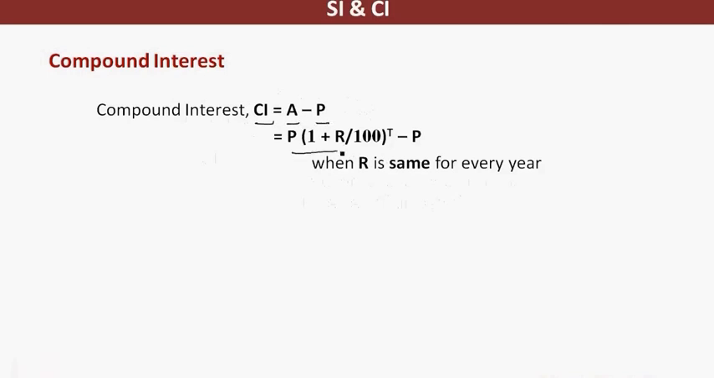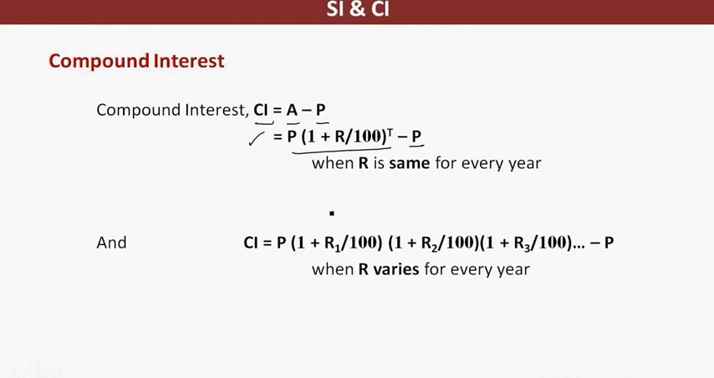If I have to calculate compound interest, it would be amount minus the principal. I know the formula for amount. I subtract the initial principal from it. That will give me my compound interest for t years. Now this compound interest will not be the same every year, so it cannot be divided equally among all the years, unlike the case of simple interest.